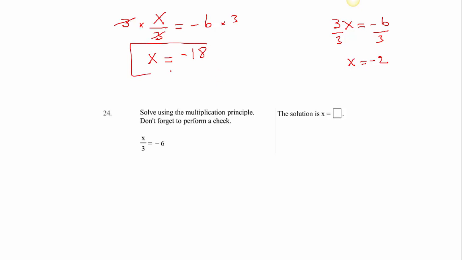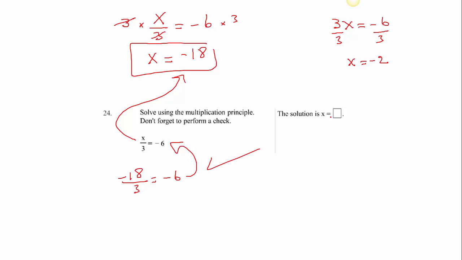Final answer. You can check by substituting negative 18 here. Negative 18 over 3 is negative 6, which is the actual answer. So that's a check. So x would be negative 18 as the final answer.